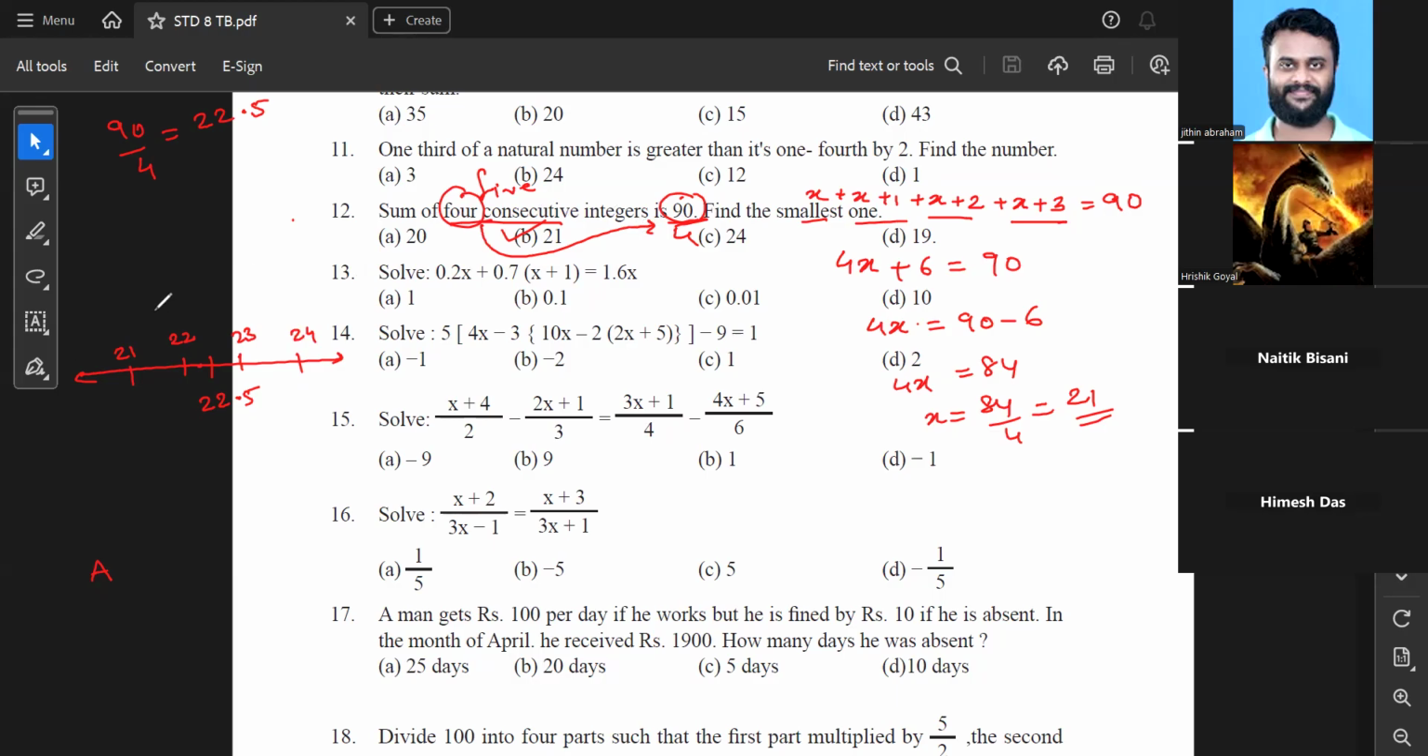Now you came to know all the four numbers, which means the minimum is 21. You know the minimum now. Hence your answer is 21. Do you understand? Did you understand?